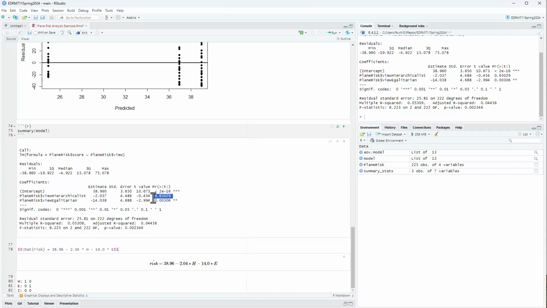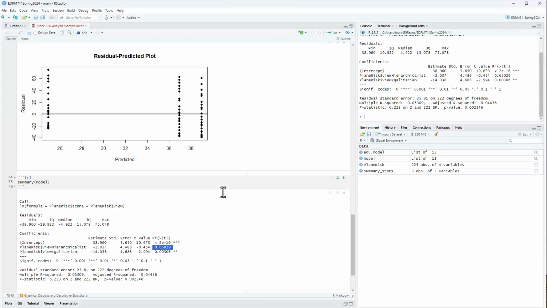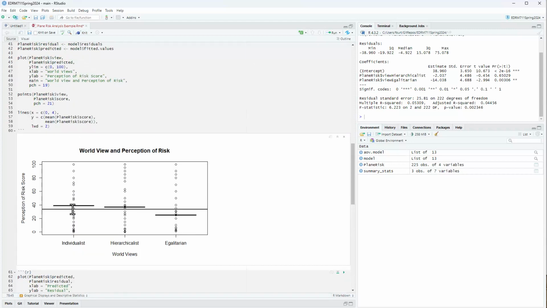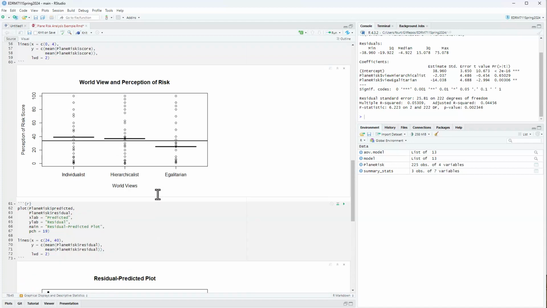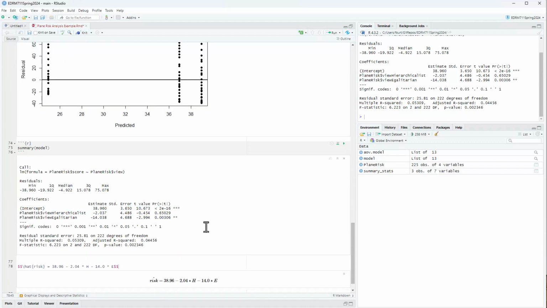So the reason that it's big isn't an indication we need to kick it out. It's an indication that there may not be much difference between hierarchicalist and individualist. And you look up here and see, in fact, that is the case. There's not much difference. By contrast, the p-value is small here for egalitarian because it's being compared to individualist. And when we look, we see individualist and egalitarian, there's quite a bit of difference.